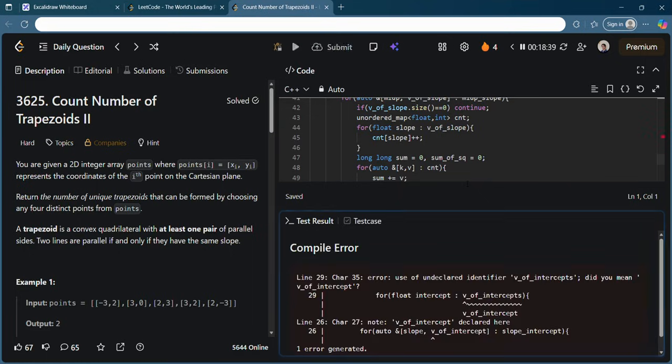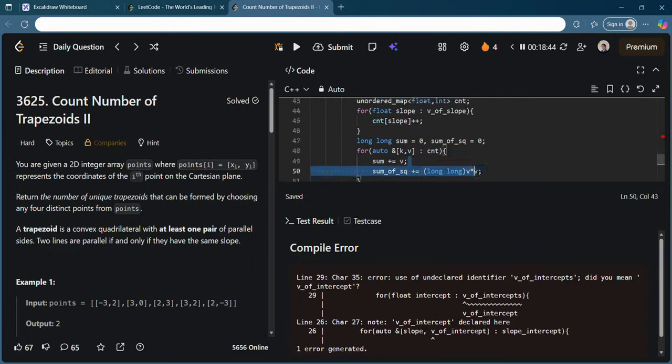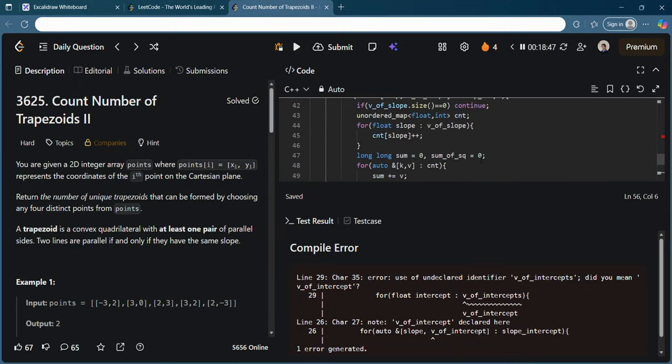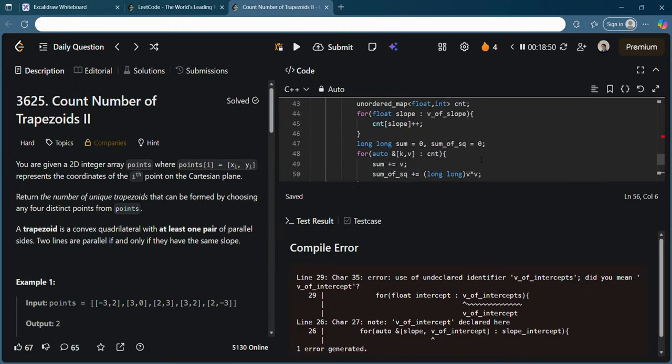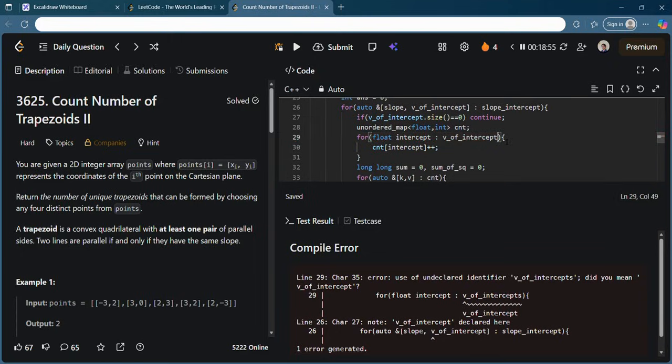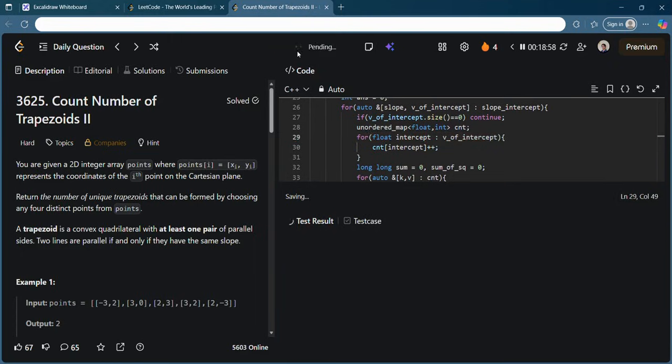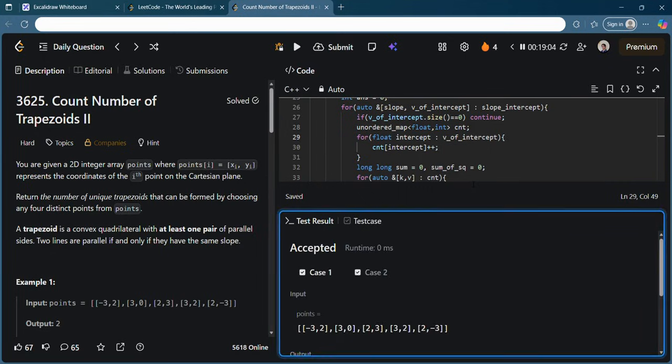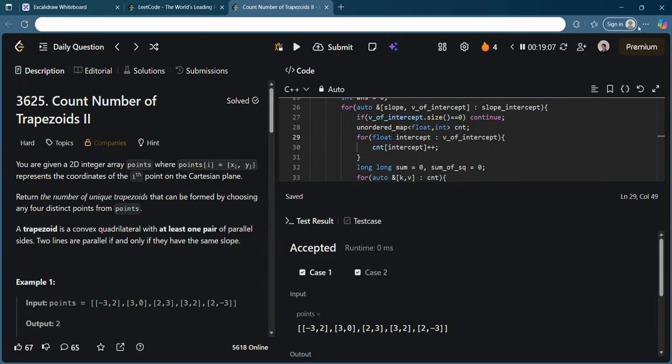First I will try to run it and debug if any error is there. So vector of intercept. I might have to change this intercepts to intercept. Okay, so try to run it. Yeah, you see we get the accepted thing. Green is not showing because of some extension, I guess. So I can just choose to close that extension.